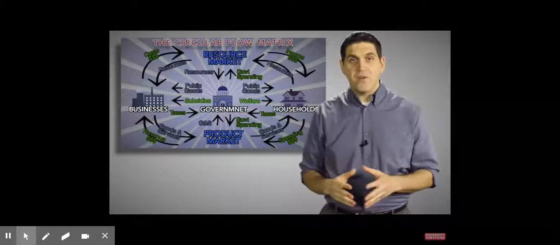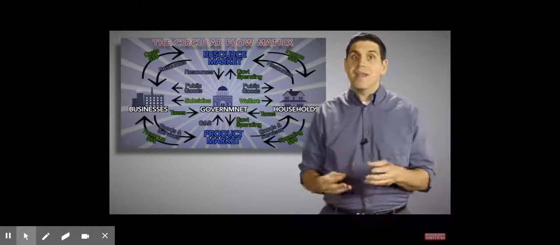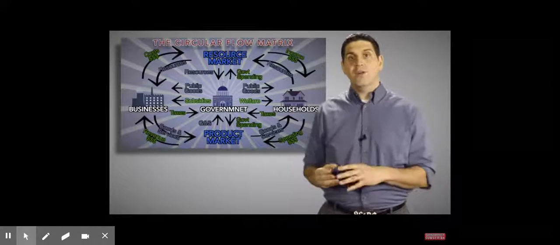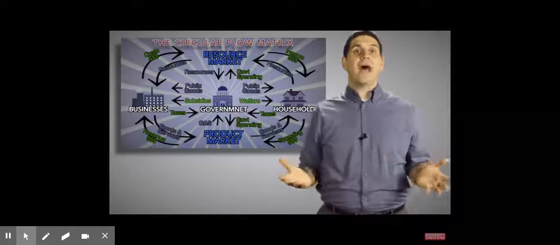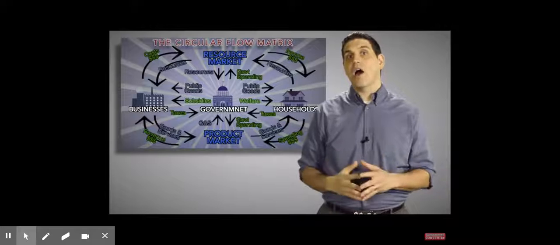Now, there's several things still missing from this matrix, including the financial sector where money isn't spent, it's saved and then loaned out, and also the role of other countries with exports and imports. But for now, this diagram gives you a pretty good idea of how the modern economy works.